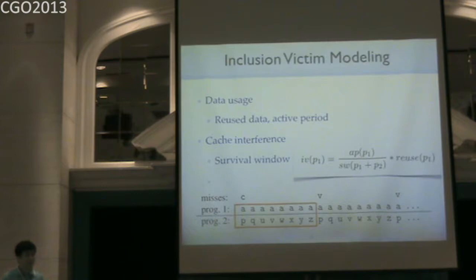So that's our model to compute the effect of inclusion victim misses, the effect of interference. And the survival window is just figuratively shown by this orange square. That's really how often the data gets evicted from the shared cache because of data access by peer programs. This is a simple model, but for tiled programs it actually seems correct. There's a saying that all models are wrong, but some are useful. So, for this one to be useful, we have to test it.